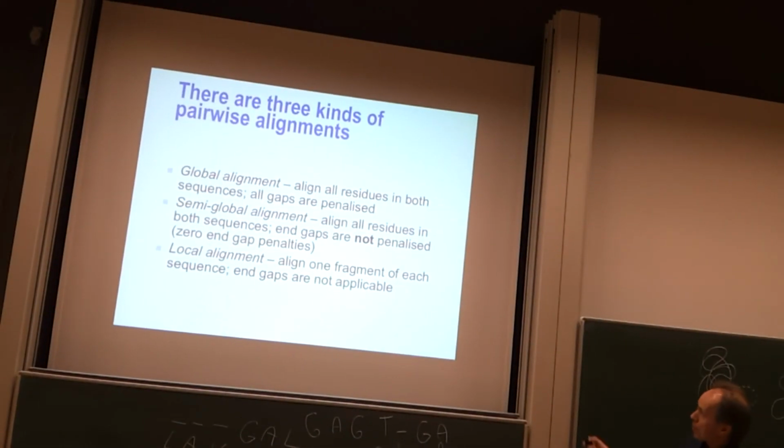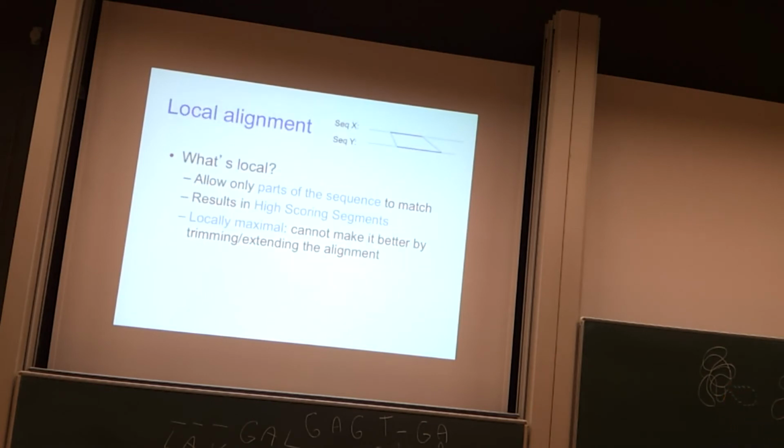Global alignment was aligning all the residues, all gaps penalized. Semi-global alignment is aligning all the residues in each of the both sequences, and gaps are not penalized. And now we go to local alignment, where from each sequence, a subsequence can be selected that aligns well. Now, how does that look? Look at the picture here.